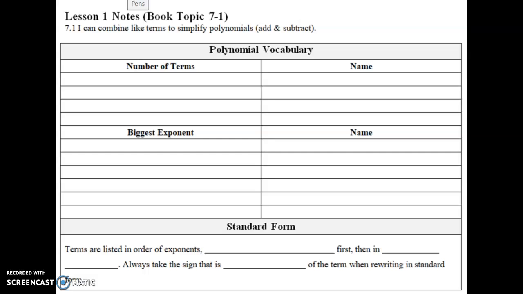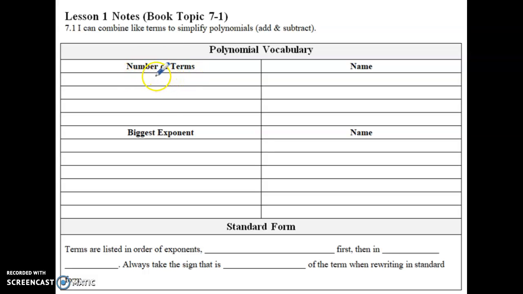Good morning. Today we are going to continue on with our next unit, and we are going to look at adding polynomials in lesson 1. But before we do that, we're going to talk about two different ways that we will name or classify polynomials.